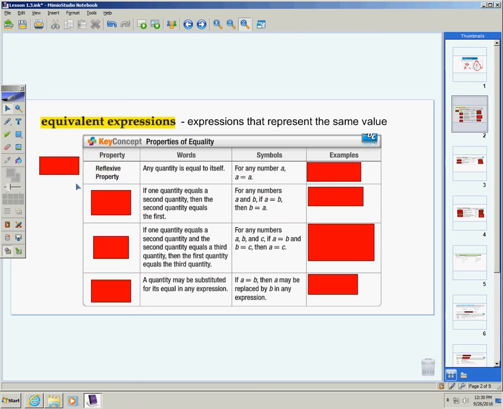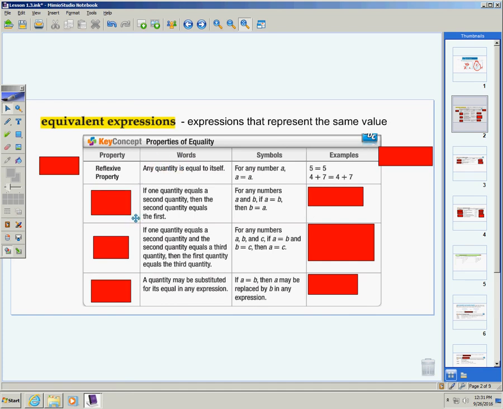When you see the reflexive property, think of a mirror reflecting, and it says any quantity is equal to itself, which means A is equal to A, and examples: 5 equals 5, 4 plus 7 equals 4 plus 7. Not a very exciting property, but the reflexive property, anything is equal to itself.